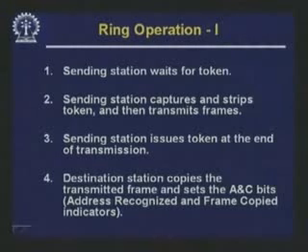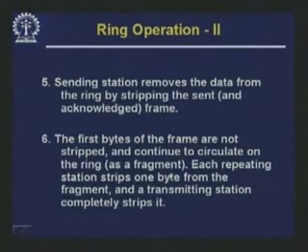So, the sending station issues a token at the end of transmission. The destination station copies the transmitted frame and sets the A and C indicators, which are address recognized and frame copied. That means it has already copied the frame, somewhat like what we have in token ring. The sending station removes the data from the ring by stripping the sent and acknowledged frame. So, it takes out the frame.